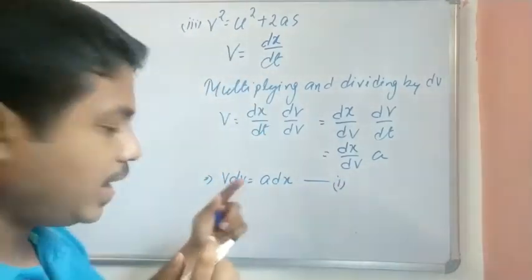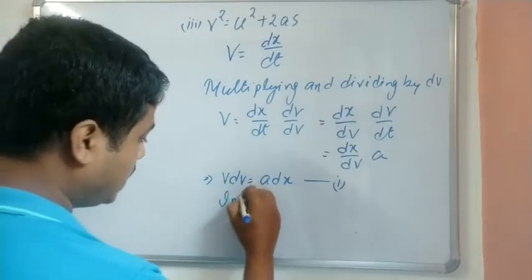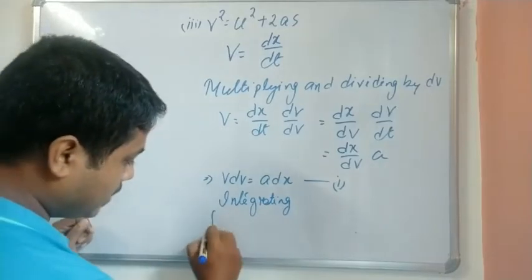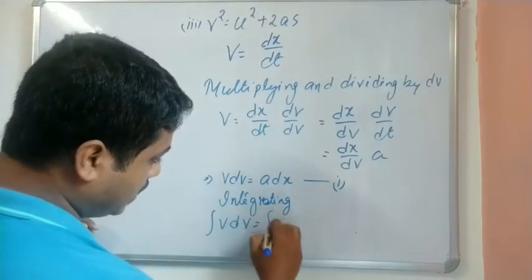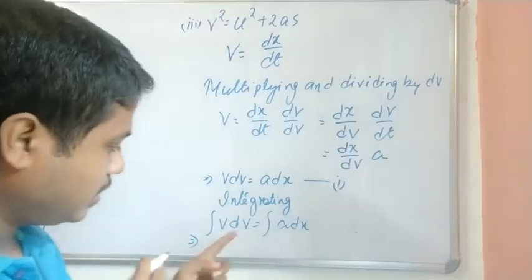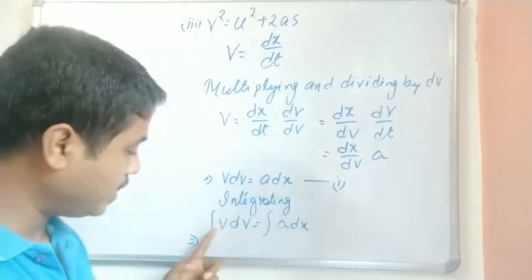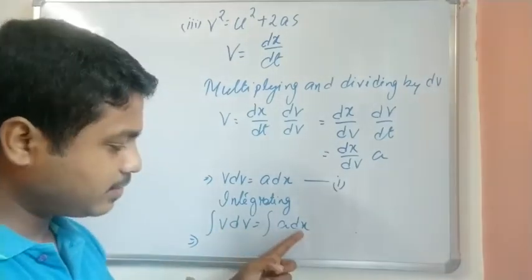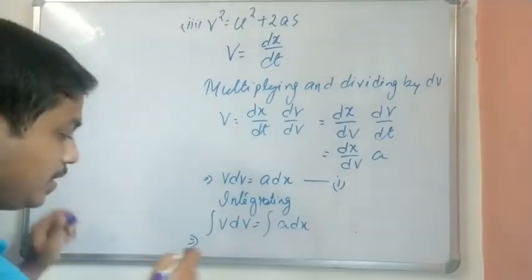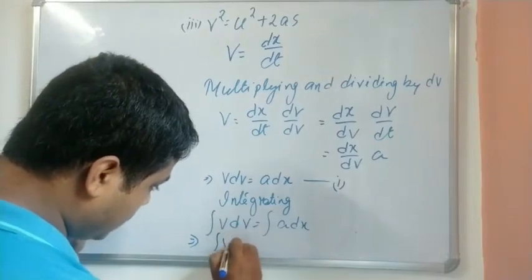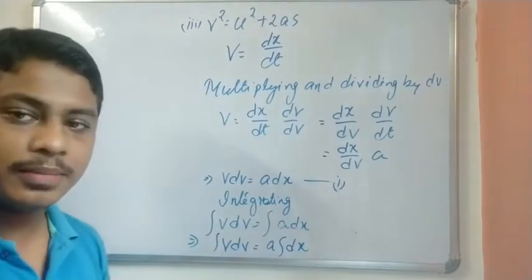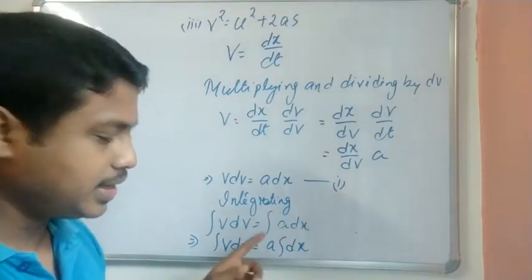After this, if I integrate both sides, we get integration of v dv equals integration of a dx. Since the variable here is v, I can integrate over v. Here the variable is x, so I cannot integrate over a, so a will be coming out of the integration. So integration of v dv equals a times integration of dx.